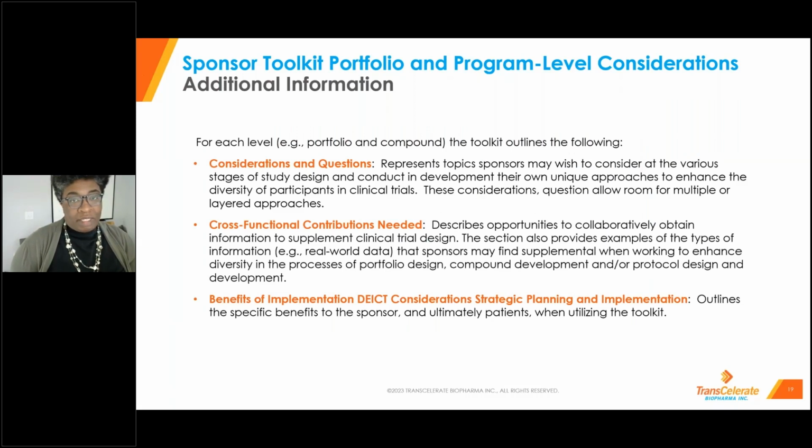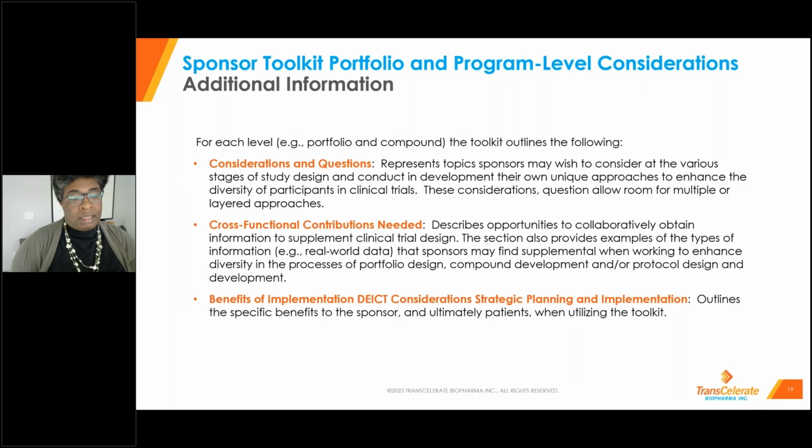The portfolio level considerations that are described in the first part of the tool are further cascaded down to the compound and trial levels. For each level, the tool includes 3 subsections. The first subsection lays out a broad set of considerations and questions aimed at providing a flexible menu of approaches that sponsors could potentially adopt to facilitate greater inclusion of diverse patient populations at different stages of clinical development. The second subsection outlines opportunities for various functions such as biostatistics, regulatory affairs, and clinical operations to partner together and generate internal and external insights critical to supporting the successful pull-through of a cross-functional DEICT strategy.